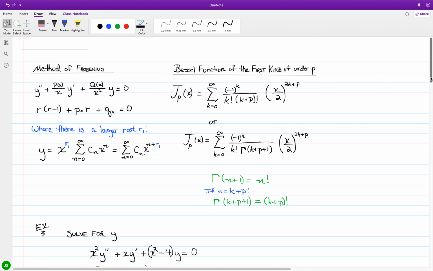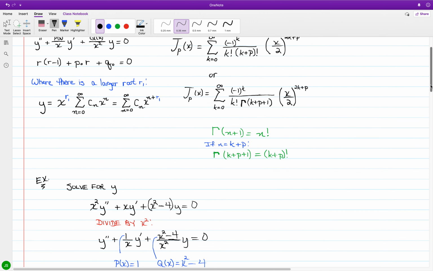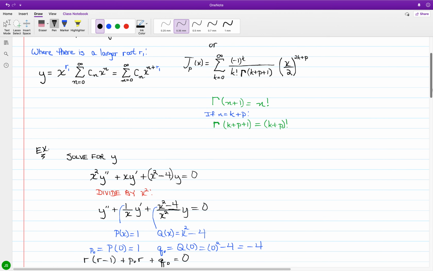Okay, in continuing with the use of the method of Frobenius in developing the Bessel function of the first kind, we have in this next example, looking at solving for y, whereupon x squared y double prime plus xy prime plus (x squared minus 4) times y is equal to 0. And again, getting this in the form where we can set up the method of Frobenius.